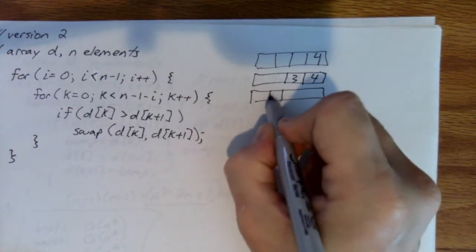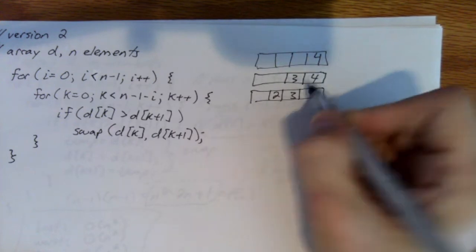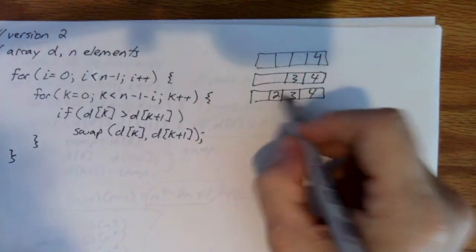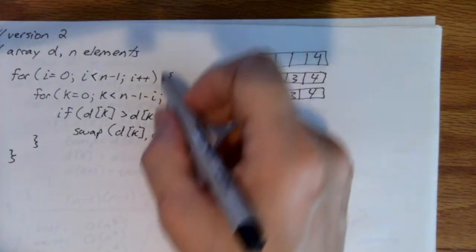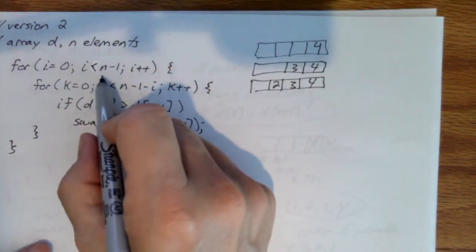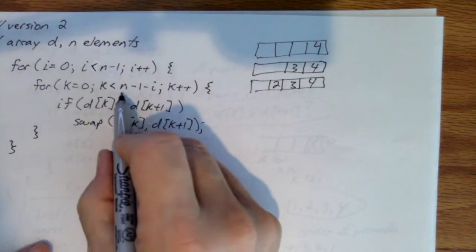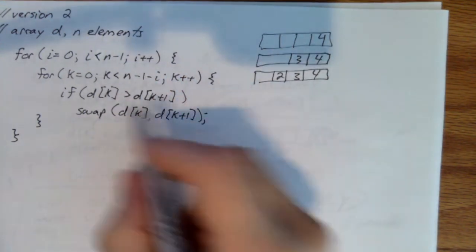Then after the third run, we have the 2 there, and the 4 there, and the 3. So there's no reason to compare them. So we can actually shorten the K loop each time. We still have the I loop run N minus 1 times, but the K loop runs N minus 1 minus I. So how does that give us what we want?